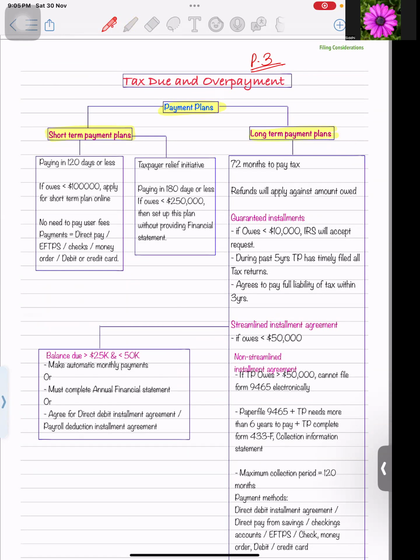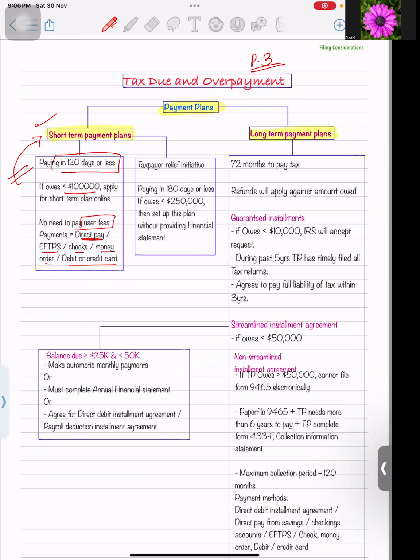Now what exactly is the short-term and long-term payment plan? You can pay your taxes in 120 days or less. And if you owe less than 100,000, then only you can go for the short-term payment plan. You can apply for relief, meaning you will be saved from interest and penalties for paying the amount in installments. So they will give you an offer. No need to pay any user fees if you're going for a short-term payment plan. User fees means if you're making an online application, there is a user fee, right? And the payment can be through direct pay, EFTPS, check, money order, or debit or credit card.